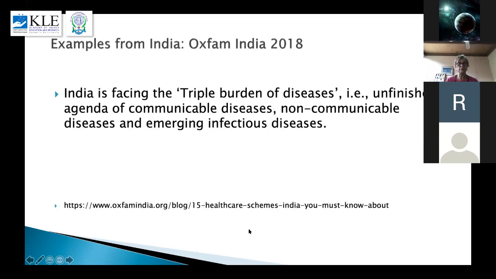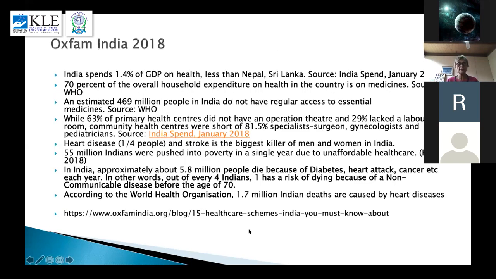So I looked up some issues online from India, and I saw this statement from Oxfam: India is facing the triple burden of diseases, in an agenda of communicable diseases, non-communicable diseases, and emerging infectious diseases. So, you know, these are factors that India, as it grows and develops, still faces, and they are causing a lot of problems within your own country. I'm not going to read all through this, but I hope that you'll be able to access the talk later on.